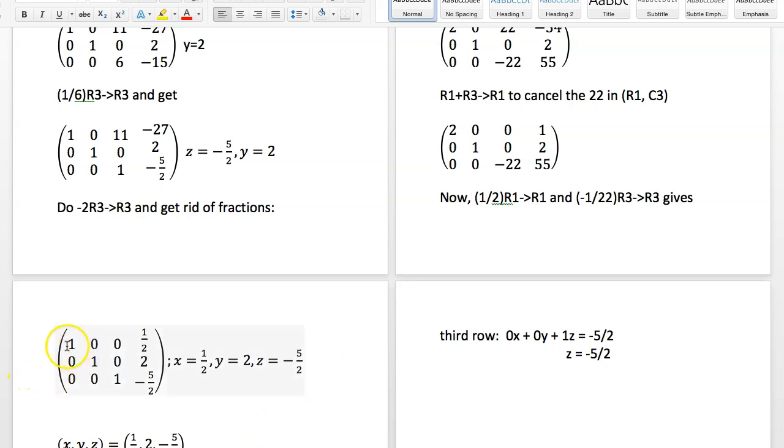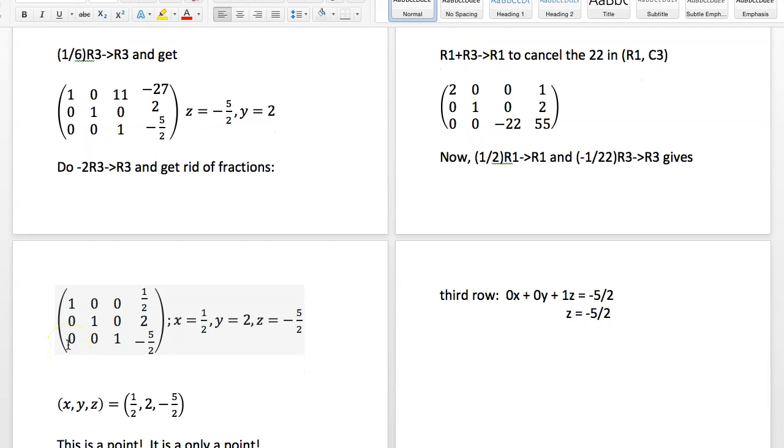And you see this row here? What's this row really saying? It's saying 1x plus 0y plus 0z equals 1/2. But 0y is gone. 0z is gone. 1x is just x itself. x is 1/2. And this is the second row, on the other hand. 0x, which is gone. 1 plus 1y, but that's just y. And plus 0z, but that's gone. So we're just left with y equals 2.